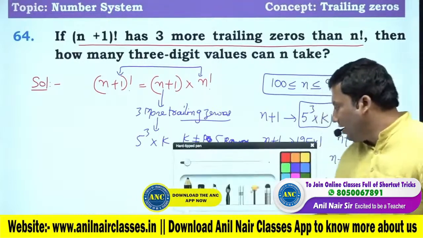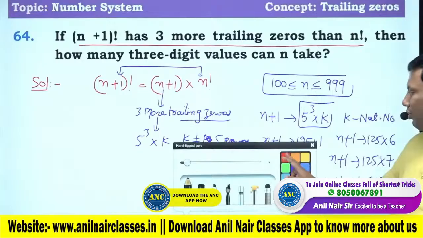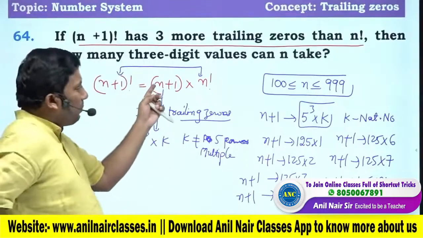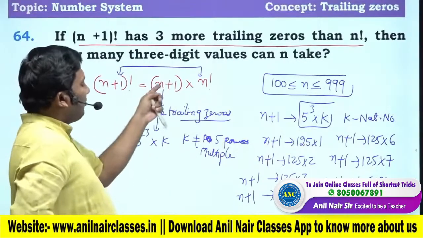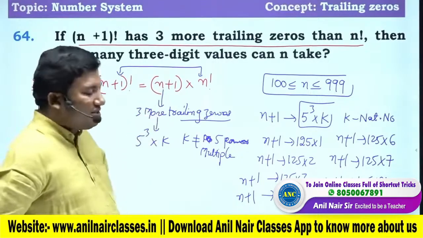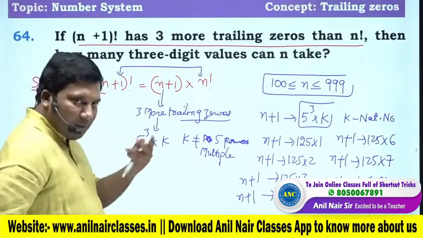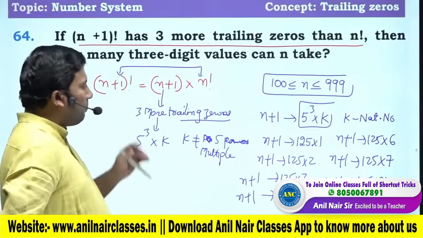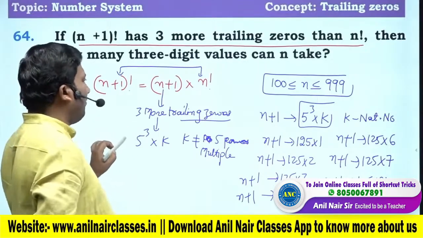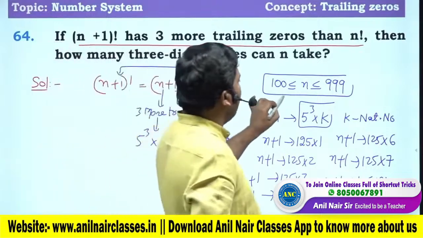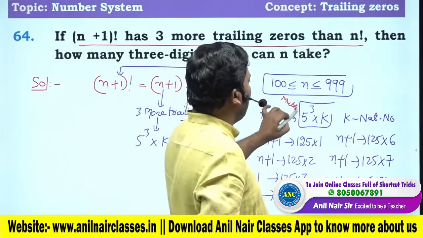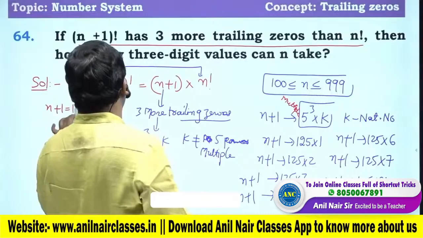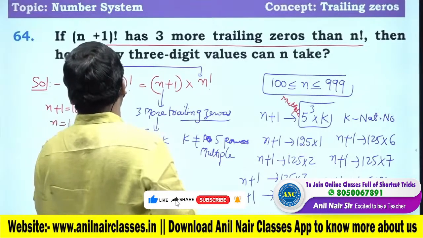Listen carefully, sir. Beautiful question it is. N plus 1 factorial has got 3 more trailing zeros. So it is n plus 1 into n factorial. This n plus 1 is giving you 3 more trailing zeros. 3 more trailing zeros means 10 power 3. To get 10 power 3, it should have 5 power 3. That means n plus 1 should be a multiple of 5 cube into k. If n plus 1 is 125, n will become 124.